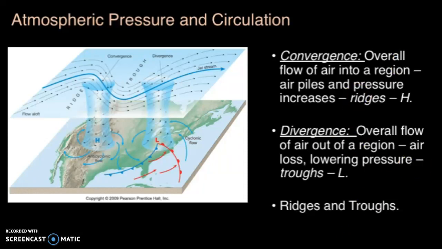And just to relate terms, convergence is going to be overall flow of air that is coming into a region. So the air is piling up and the pressure is increasing. That is where you have high pressures. So things are coming together: convergence, high pressure, making ridges. You're building up pressure. And then divergence happens when you have overall flow of air leaving the region. So you have air loss, lowering of pressure, and you have troughs. That makes sense. Lowering of pressure, you have a trough as a result of that.